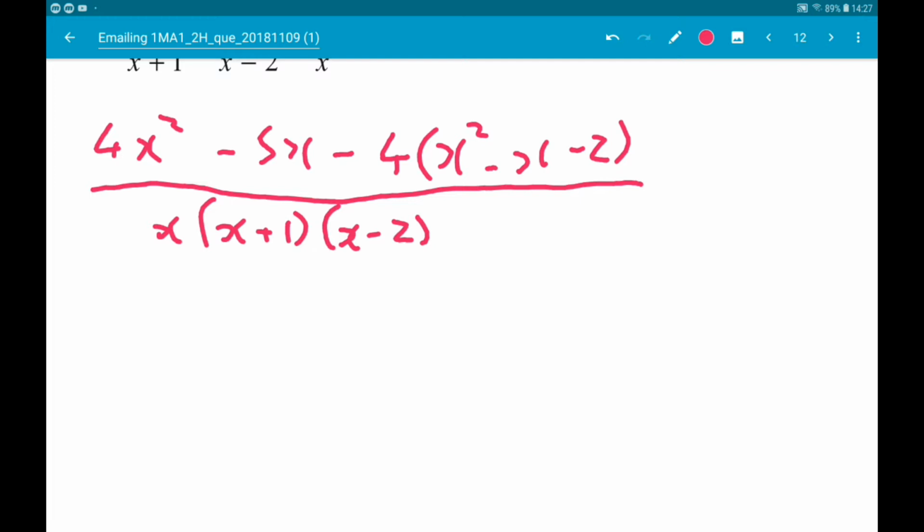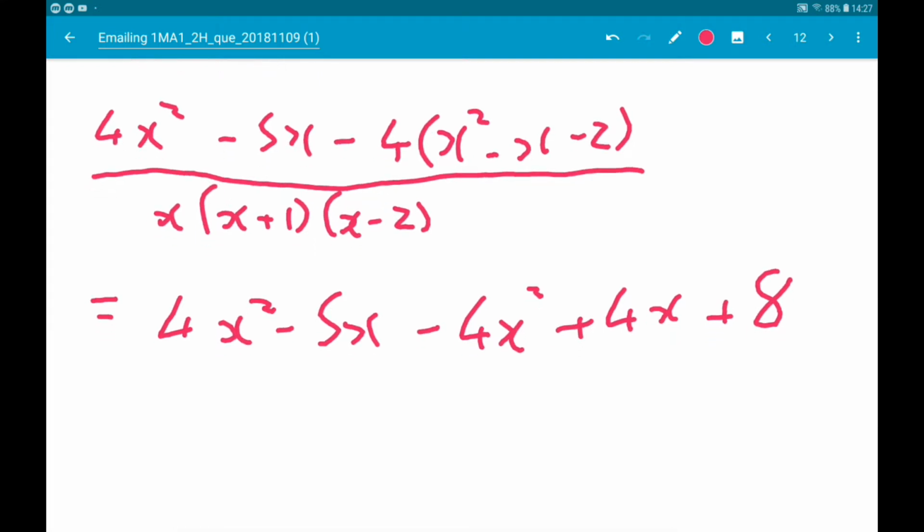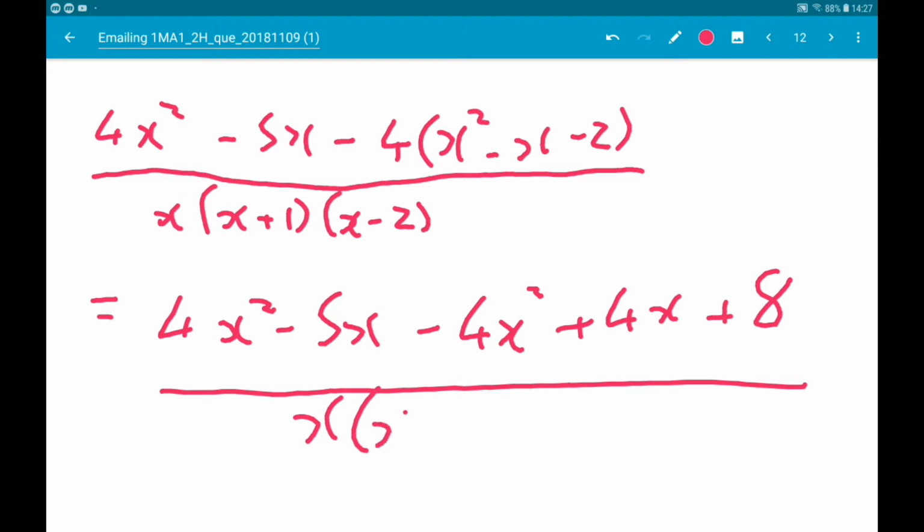Okay, so if we now expand again, up on top we have 4x squared minus 5x minus 4x squared, now we have minus 4 times minus x, so that's add 4x, and minus 4 times minus 2 gives us plus 8. All over x add 1 times x minus 2.